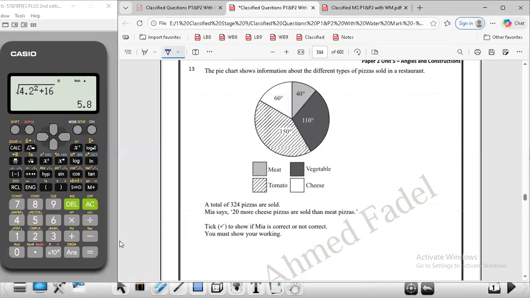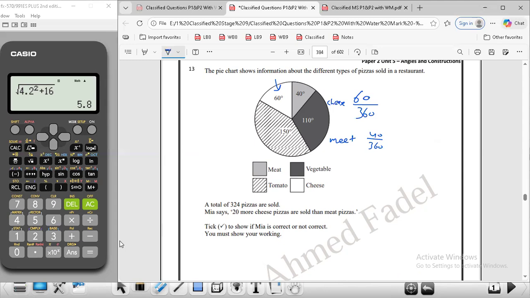All right, here they're telling you, tick to show if Mia is correct or not about what? About 20 more cheese pizzas are sold than meat pizzas. How can we find about this? Here I've got the cheese, which is 60 degrees, out of 360. So it is 60 out of 360 because the whole circle is 360. That is cheese. And she's comparing also meat pizzas. The meat is actually the gray, which is 40 degrees. So meat is 40 out of 360.